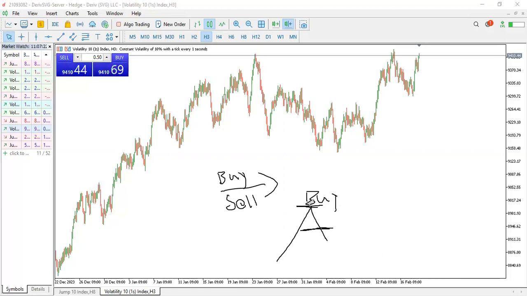As soon as you buy here, you place your stop loss below, and then there's something that takes place below here. It might be a trend line. It might be a potential continuation pattern.